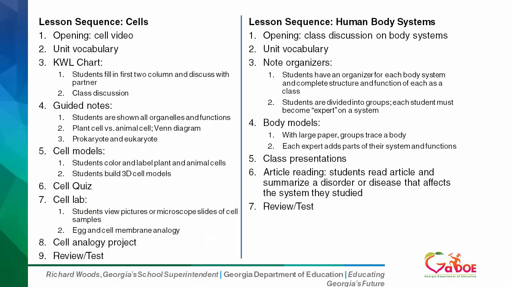So first, let's discuss what a traditional lesson sequence might look like for the 7th grade classroom we're looking into. Maybe we have some sort of opening or vocabulary exercise. And moving through, we have typical things like KWL charts or maybe some guided notes and modeling, and on to our assessment. And you can see similarly with the sequence with the body systems.